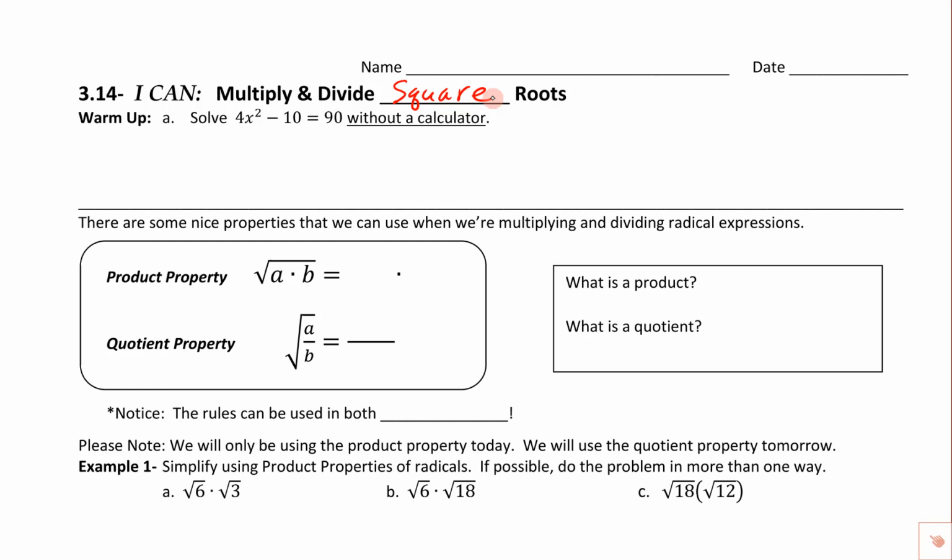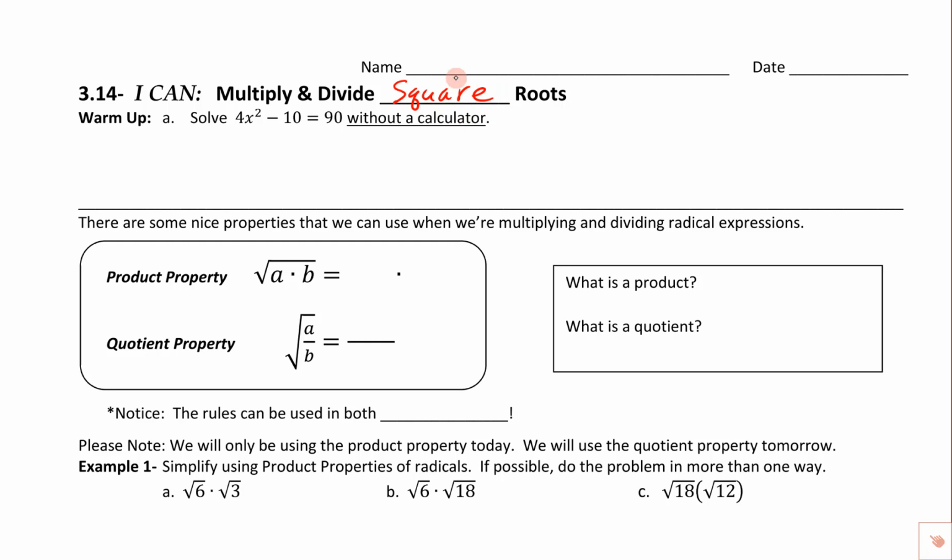Well, we're nearing the end of Unit 3. The last topic that we want to cover, and then we'll do some practice worksheets, is Section 3.14, so 314. I can multiply and divide square roots. So go ahead and write the word square here. Everything that we deal with today will be using square roots.